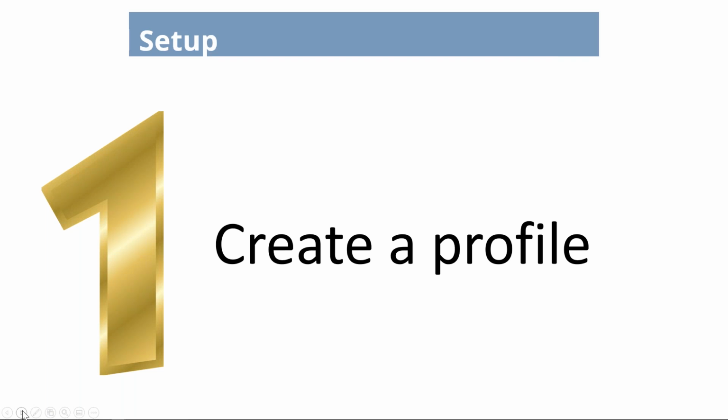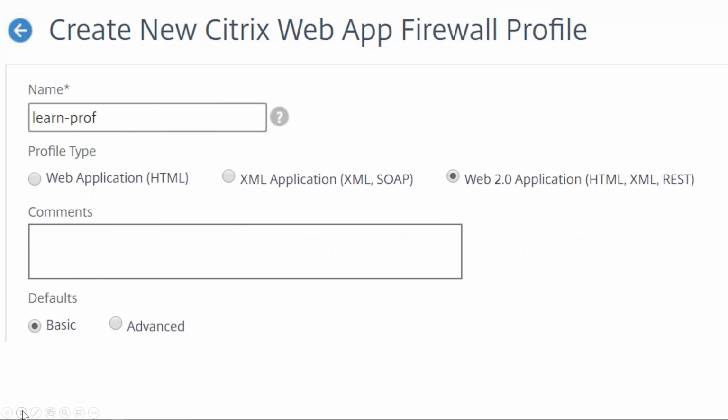So let's do this manually. So let's set up WAF manually so we can understand it a little bit better. So the first step is to create a profile. So again, I'm going to give it a meaningful name. And remember that radio button choice of Web 2.0. So we have only one choice here because it's a radio button.